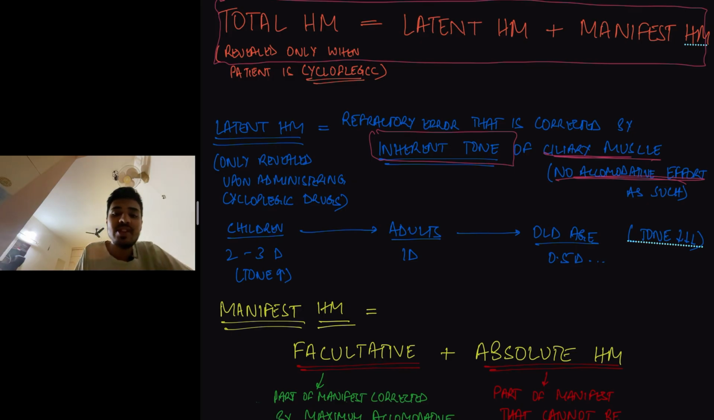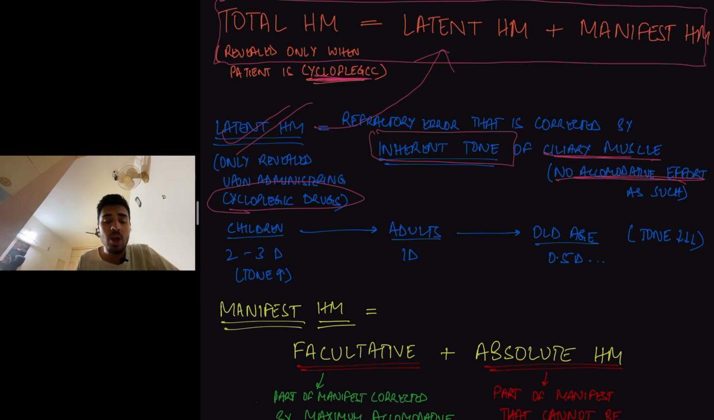So that's why you give cycloplegic drugs. Cycloplegic drugs completely paralyze the ciliary muscle, so there is no ciliary tone, hence you can get to know the latent hypermetropia. And latent hypermetropia is a part of total hypermetropia, right? So that is why we say total hypermetropia is revealed only when the patient is cycloplegic. So to find out the total hypermetropia, we have to administer cycloplegic drugs.